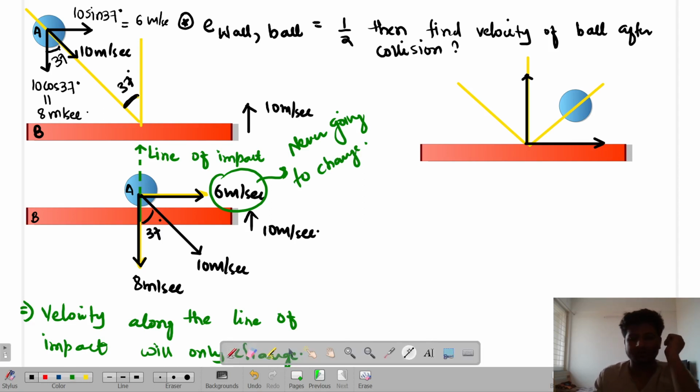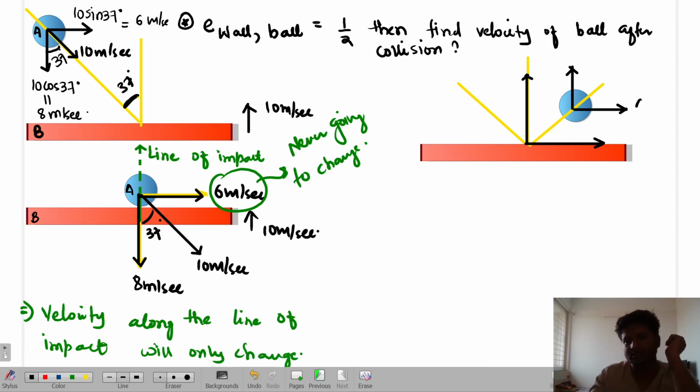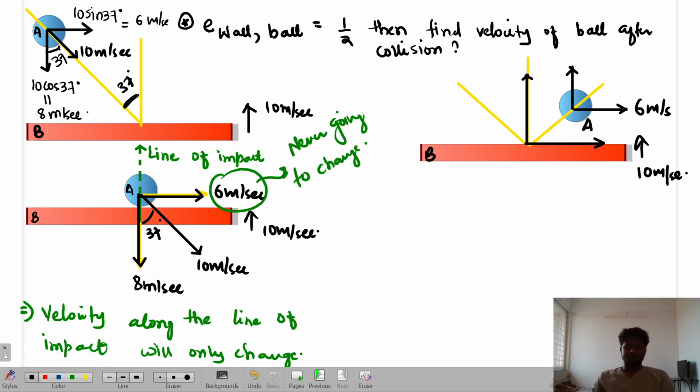So when the ball started to move from here, one velocity component we got to know is that it is 6 meter per second after collision of the ball A, even though the ball was moving with 10 meter per second. Is this clear? So it is 6. So what is the condition? I have to find just, let's suppose this is ball A, so V of A, I have to find, isn't it?